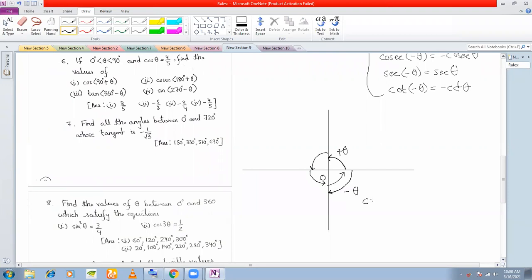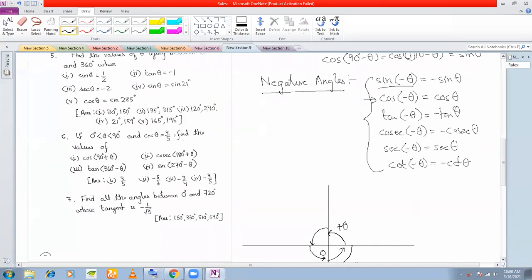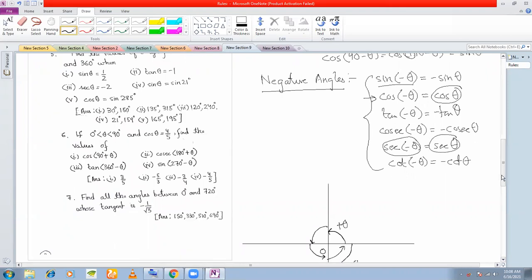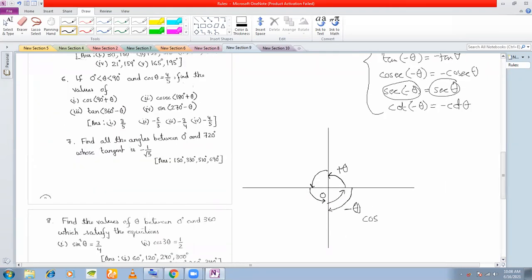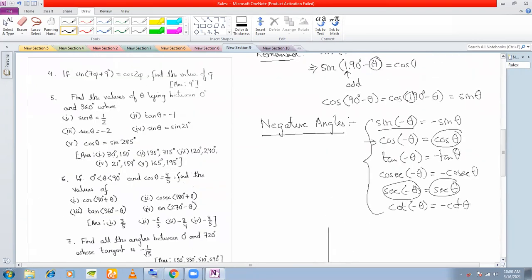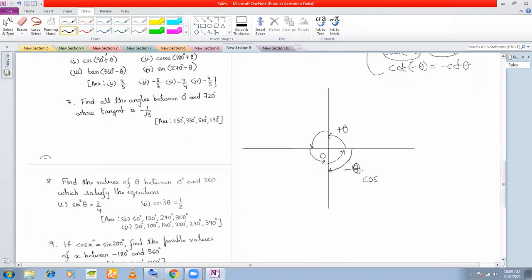So here cos is positive. That is why cos of minus theta is cos theta, and sec of minus theta similarly is sec theta. And because minus theta is in the fourth quadrant, all others are negative. Sine of minus theta is minus sine theta, tan of minus theta is minus tan theta. Except cos, all others are negative because minus theta lies in the fourth quadrant. Is this clear?